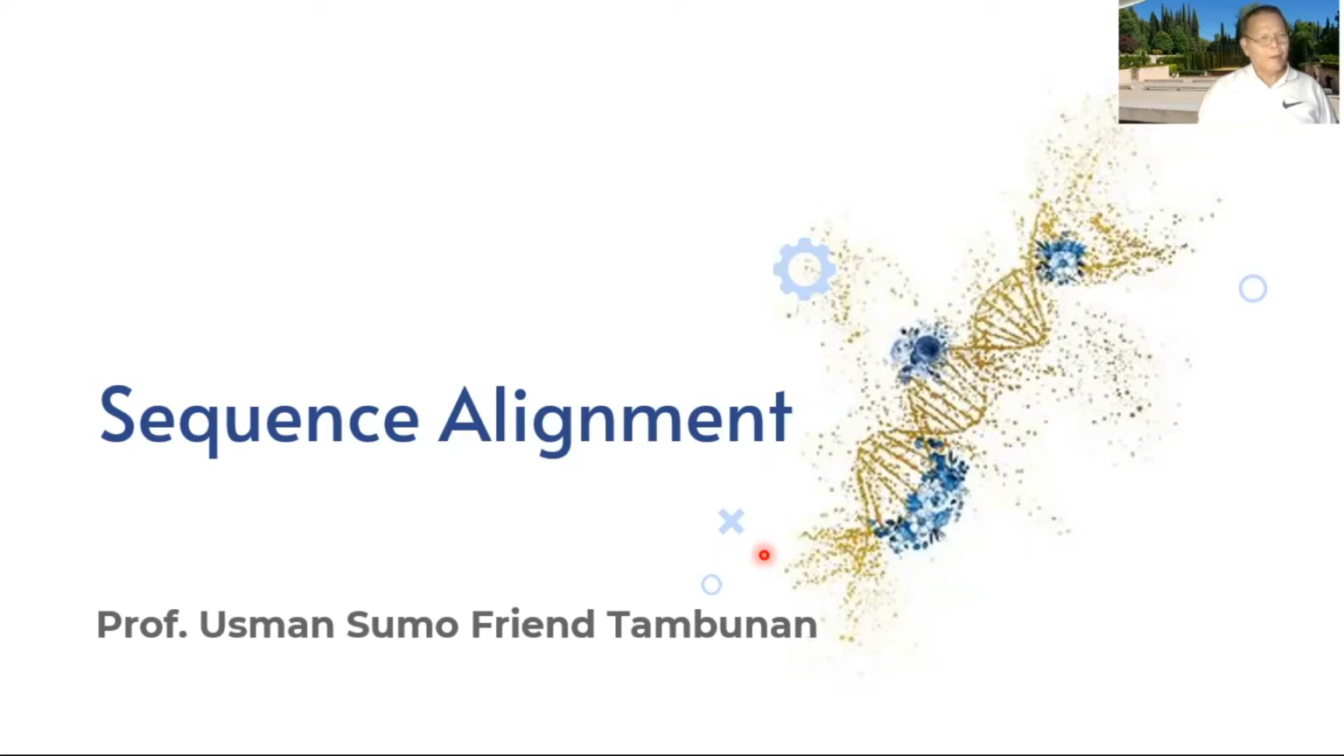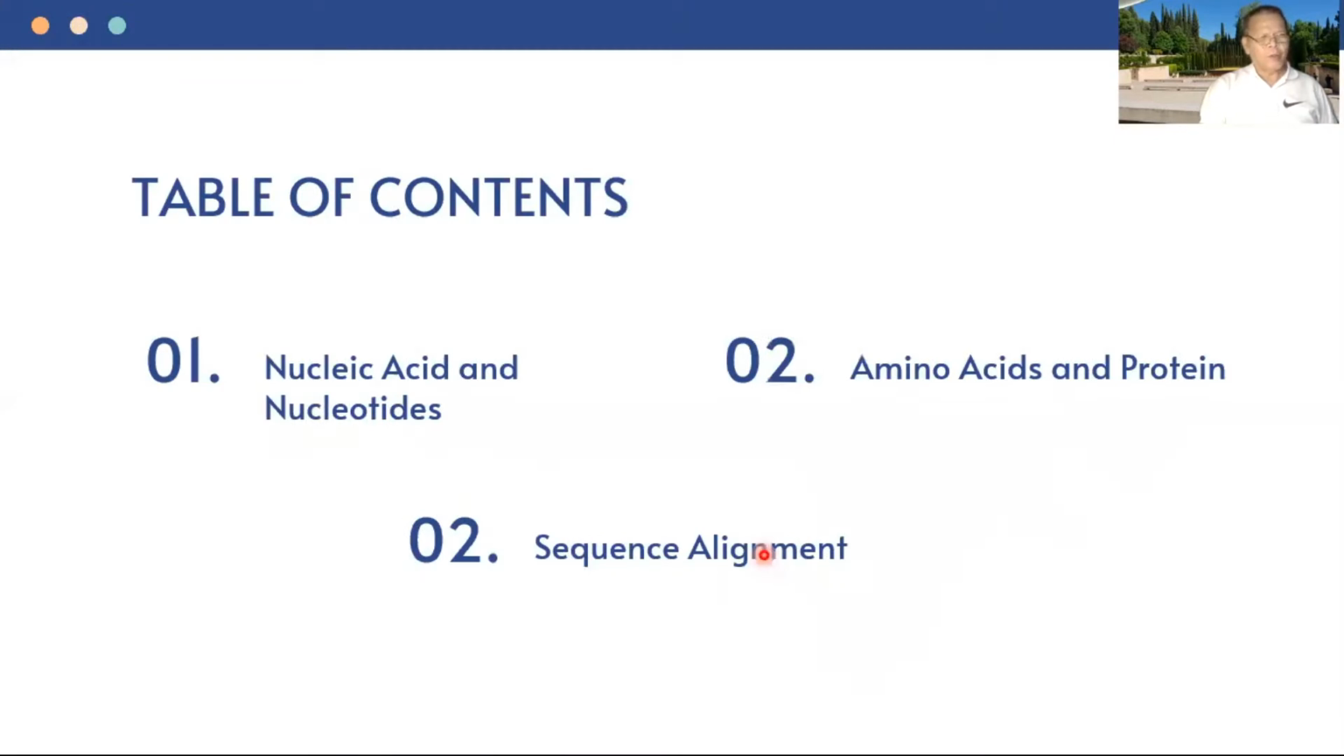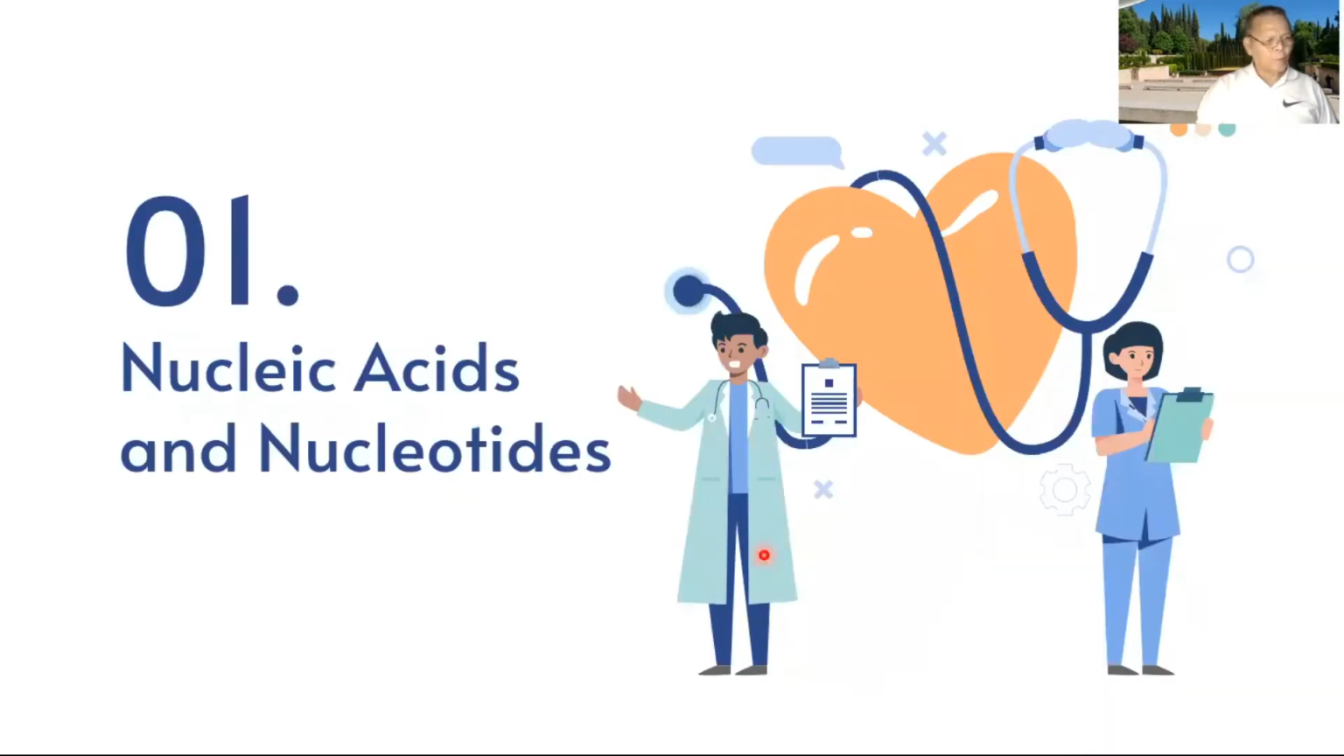Afternoon. Now I will share or continue our discussion on sequence alignment. This discussion will be divided into three parts. The first one is nucleic acid and nucleotide. The second one is amino acid and protein, and the last is sequence alignment. Now let's start with nucleic acid and nucleotide.